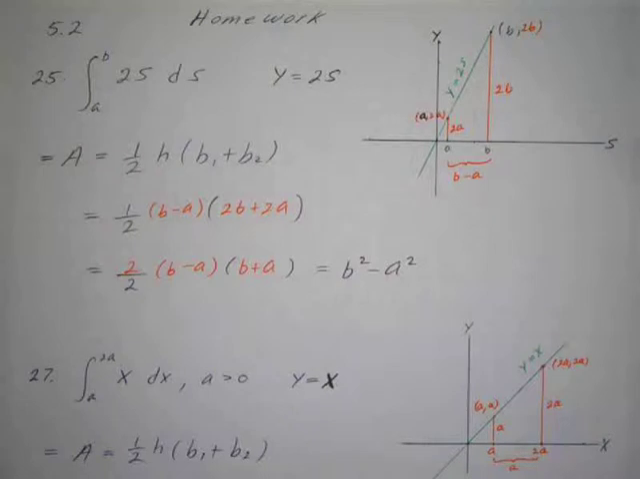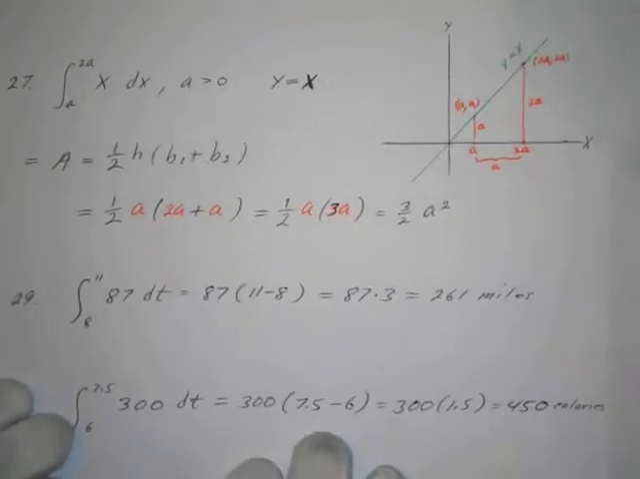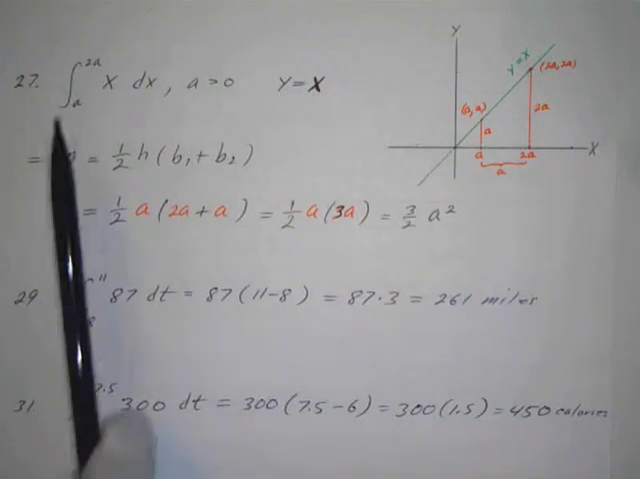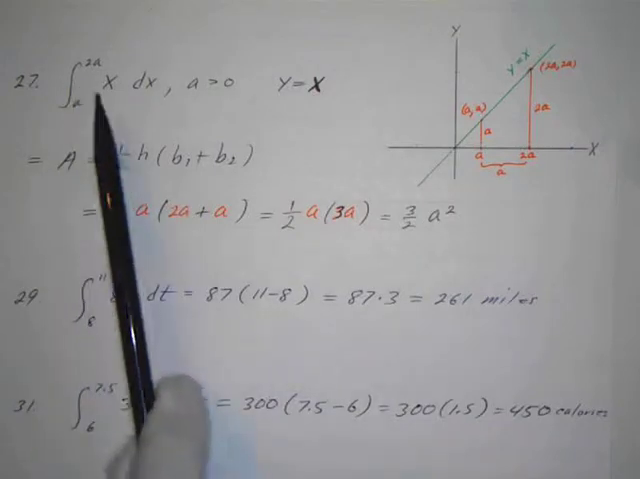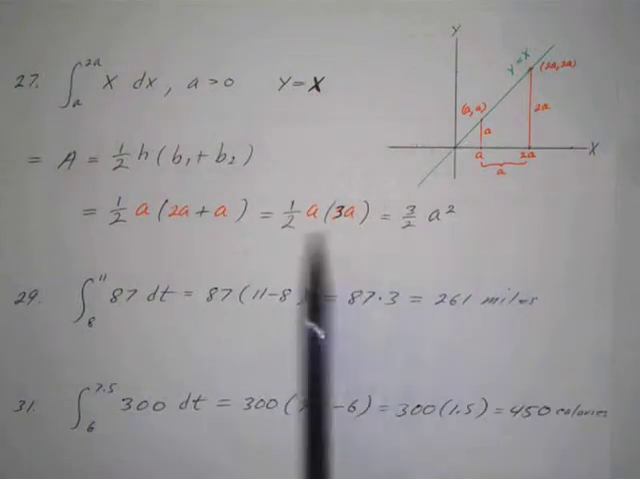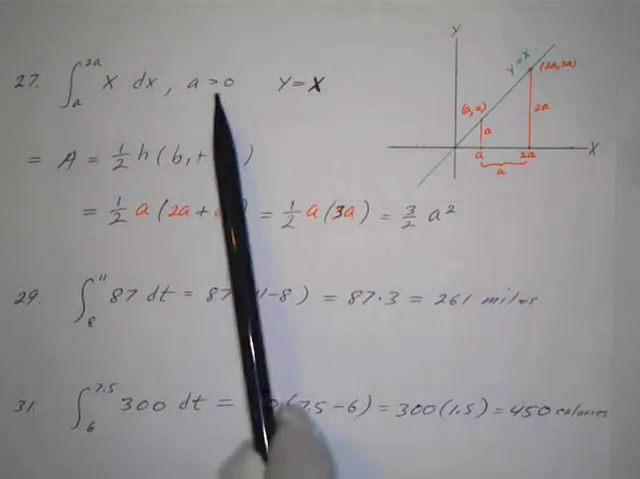Okay, more problems from section 5.2. And we're actually going to start with number 27. We want to evaluate this integral using areas. This was the integral from a to 2a of x dx. So y equals x would be the line I'm going to graph. A is going to be greater than 0, pardon me.